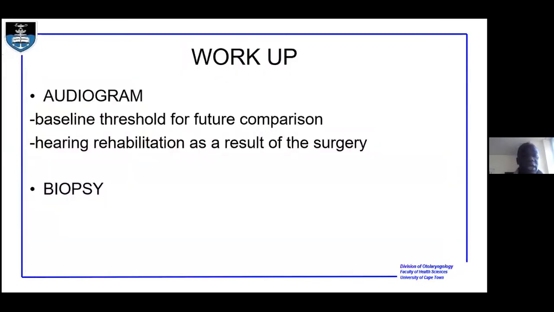In terms of the workup, it's important to do, apart from the bloods, which will be indicated as per patient, your full blood count, your urine electrolytes, and so forth. Specifically for squamous cell carcinoma of the temporal bone, one has to do an audiogram as a baseline threshold for future comparison, and also for hearing rehabilitation as a result of the surgery, as we shall see later. Tissue biopsy is of paramount importance.